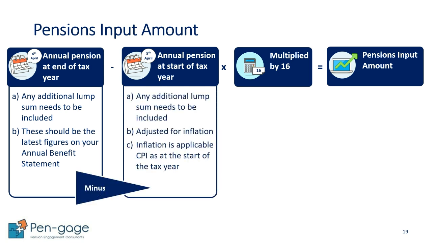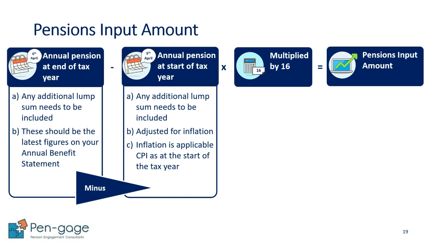So it's a little bit more complicated than that. I'm trying to keep it really simple just to build the foundations of your understanding. What we actually do is we take the annual pension you've built up at the start of a tax year and make an adjustment for inflation. And we would deduct that from the annual pension at the end of the tax year. And that gives us then the real-time growth in your annual pension when compared with inflation.